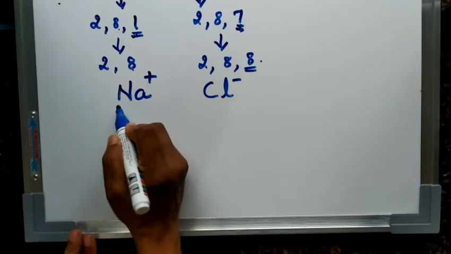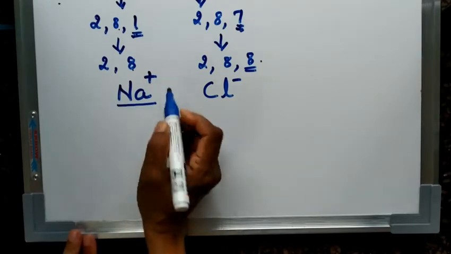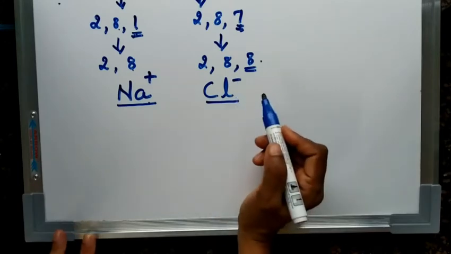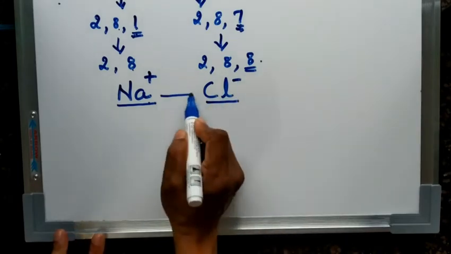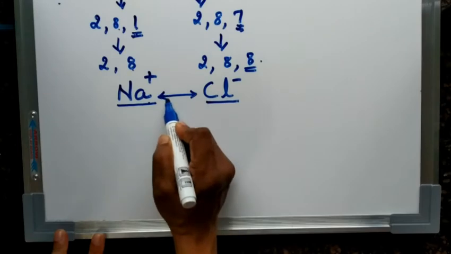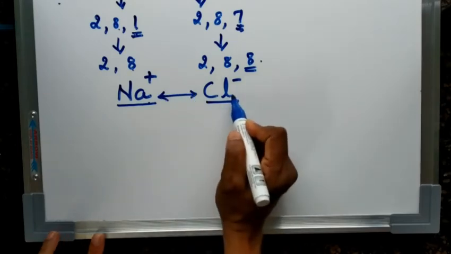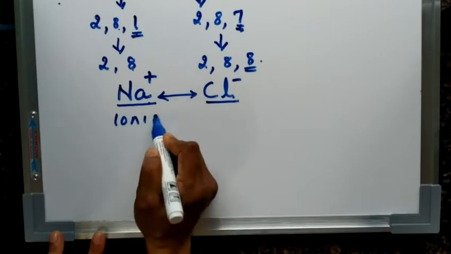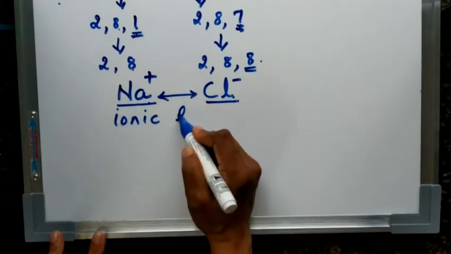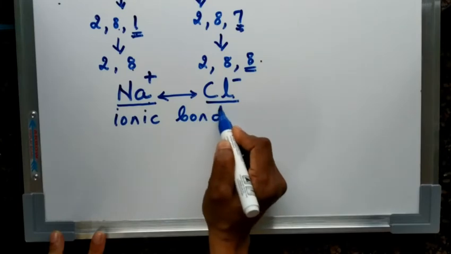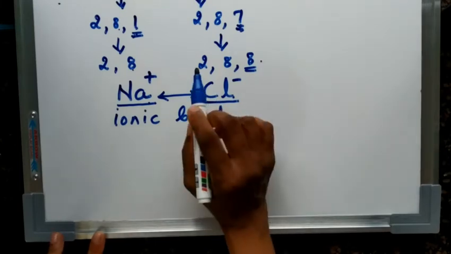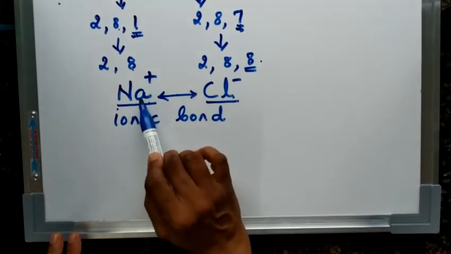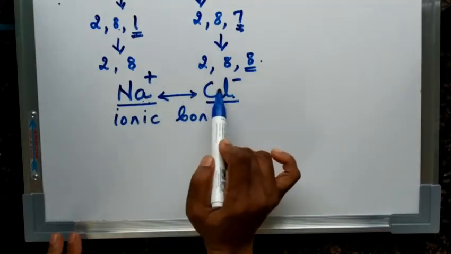So we have the positively charged cations and the negatively charged anions. The force of attraction between these positively charged and negatively charged ions forms the ionic bond. So, ionic bond is formed where there is transfer of electrons taking place from one atom to the other atom.